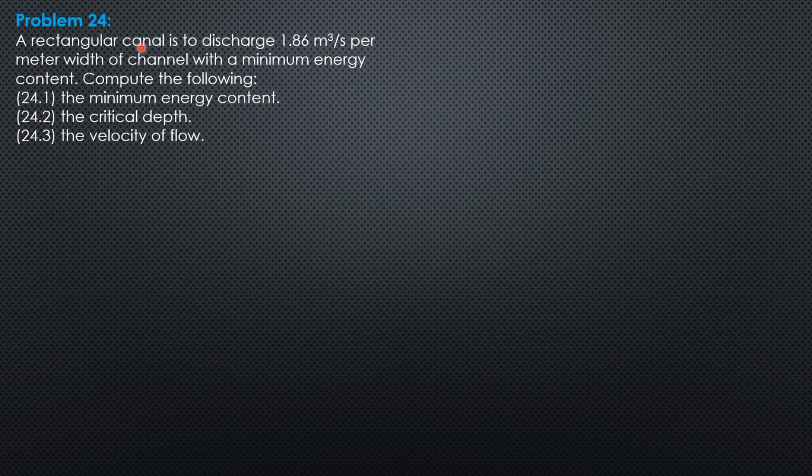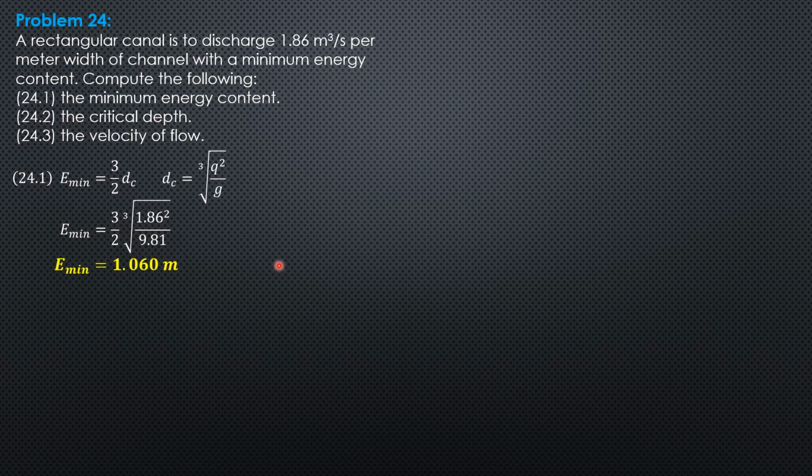critical depth. The canal is rectangular, therefore the minimum energy content is 3/2 of the critical depth, and the critical depth is cube root of small q square over g. So substitute: E minimum equals 3/2 of cube root of 1.86 square over 9.81. So the minimum energy content is 1.06 meters.